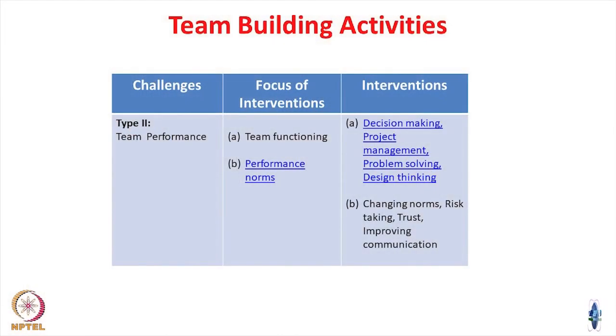Then we come to the type 2 OD interventions, which are related to team performance. In team performance, two predominant components are team functioning and performance norms. Team functioning means the specific task, whether the team is able to perform or not. When teams are not able to perform the specific task they are assigned, there might be a problem about their ability to manage projects, make decisions, solve problems, or even design thinking if the team has a task of innovation.